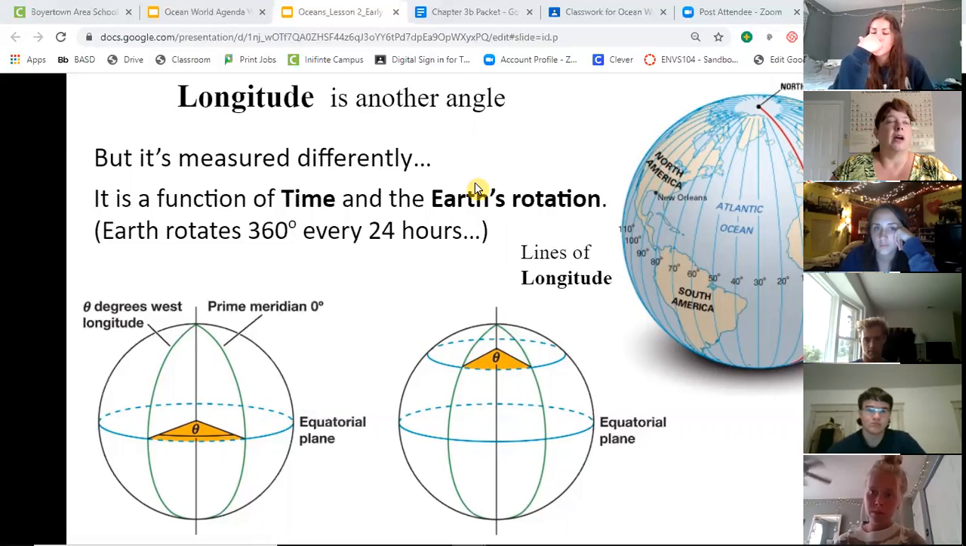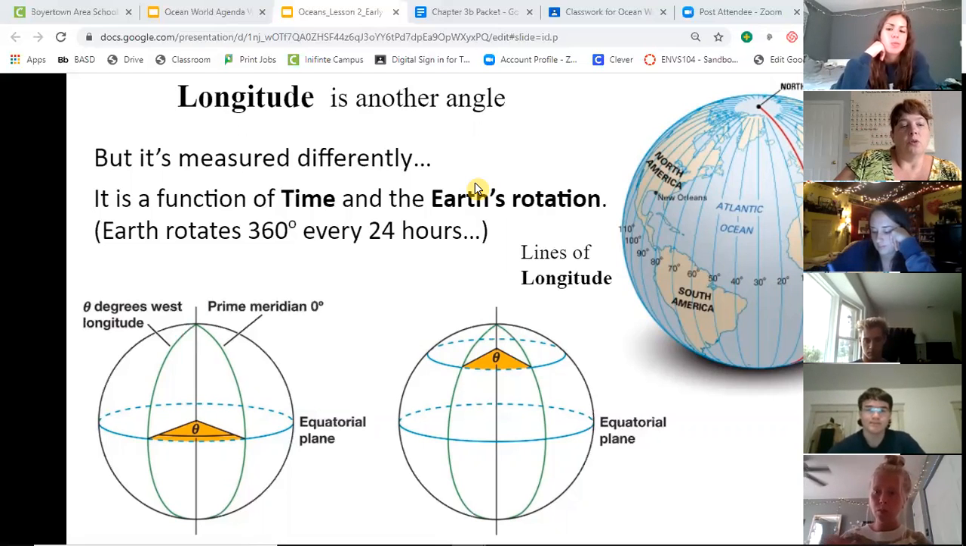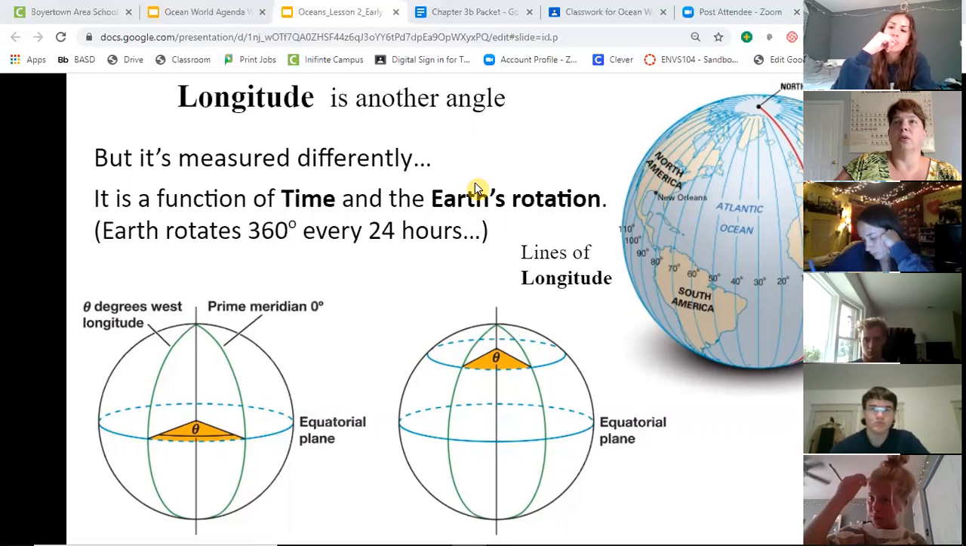And whereas latitude is an actual measure of distance, longitude is a measure of time because it has to do with the rotation of the Earth on its axis. So because the Earth rotates 360 degrees in a 24-hour time, we can break that down and figure that every hour it will rotate by 15 degrees. That is why on the globe, the longitude lines are marked every 15 degrees. So 15 degrees represents 1 hour of time.